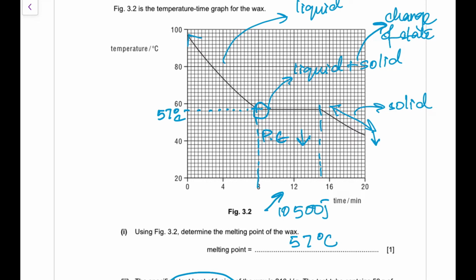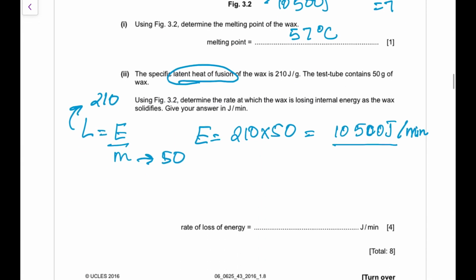Now you just need to find the time duration. Here you have 8 minutes and this is 15 minutes. So 15 minus 8 is 7 minutes of time. You just divide 10,500 by 7, and so you will get the answer as 1500 joules per minute.